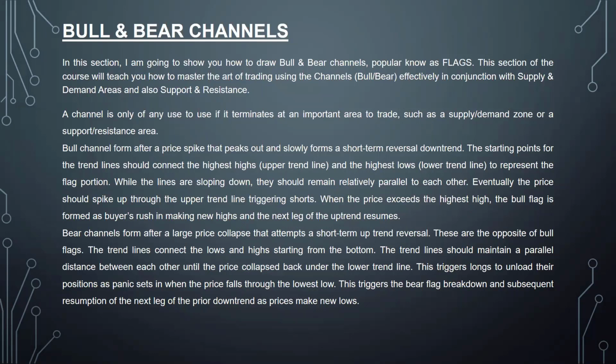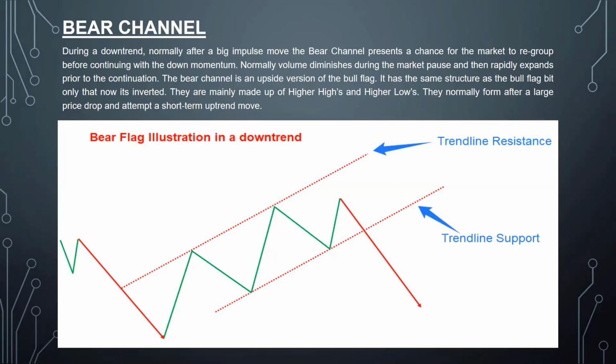You see, most people will be like, oh, the market is now going all the way down, yet it's just a panic in the market. This triggers the bear flag breakdown and subsequent resumption of the next leg of the prior downtrend as price makes new lows. So that's a bear channel. This is basically the illustration of a bear channel. During a downtrend, normally after an impulsive move, the bear channel presents a chance for the market to regroup before continuing the down momentum.